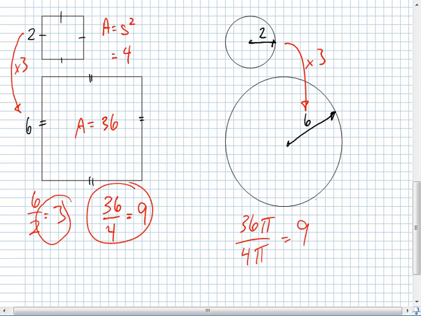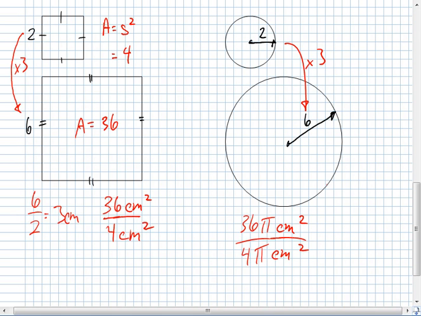Let's talk about units here. If we're talking about centimeters here, let's get rid of these circles. This would be 3 centimeters. The area would be 36 centimeters squared. I wonder if that's important. Maybe that's why I'm saying it like that. 4 centimeters squared. Same thing for the area of the circle, right? It's going to be 36 pi centimeters squared, 4 pi centimeters squared. And so I increased the radius by a factor of 3, and my increase in area was by a factor of 9.